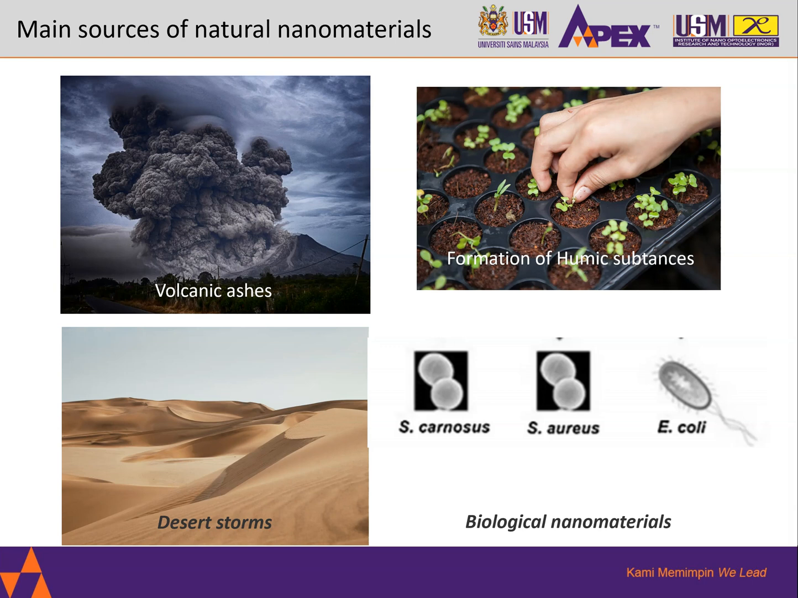Organisms such as S. carnosus, S. aureus, and E. coli are able to produce a homogeneous distribution of selenium nanoparticles, which humans are currently exploiting for various applications such as to remove environmental contaminants, as food supplements, and in the agriculture industry as fertilizer.